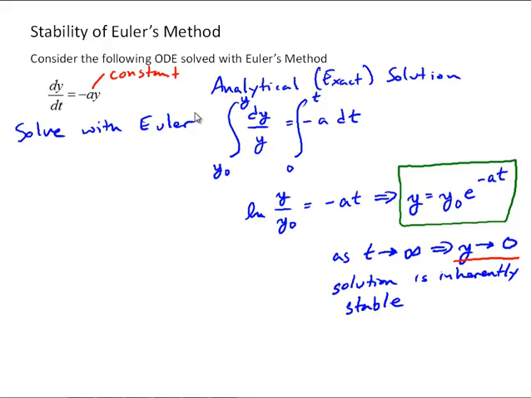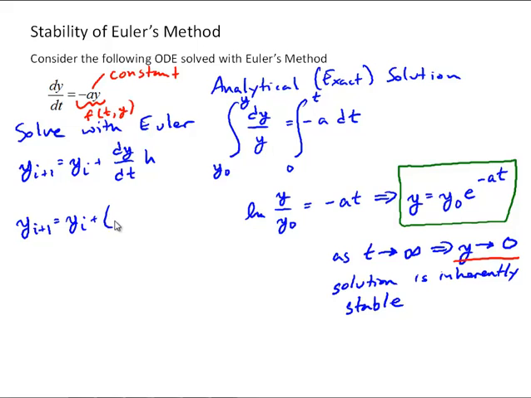To solve this with Euler's method, we would write the iteration scheme: y_(i+1) is equal to y_i plus dy/dt times h. And that dy/dt is just going to be our function here, our function of t and y, although not a function of t in this case. So we get y_(i+1) is equal to y_i plus negative a times y_i times h, or y_i times (1 minus ah).